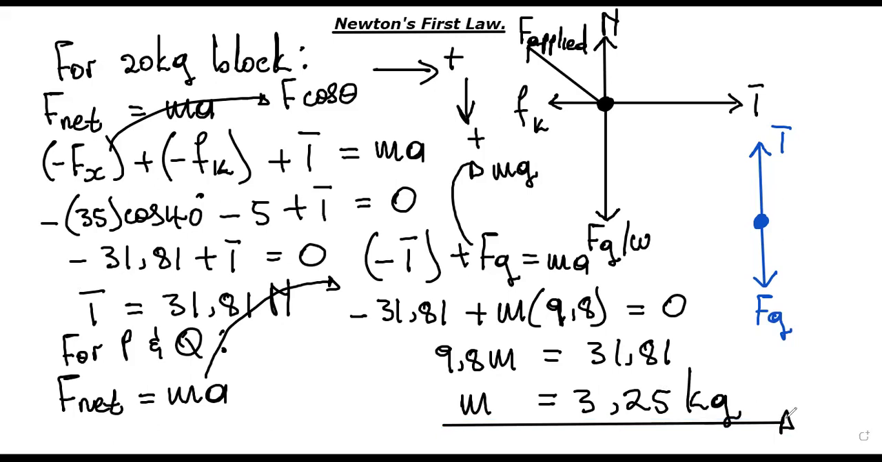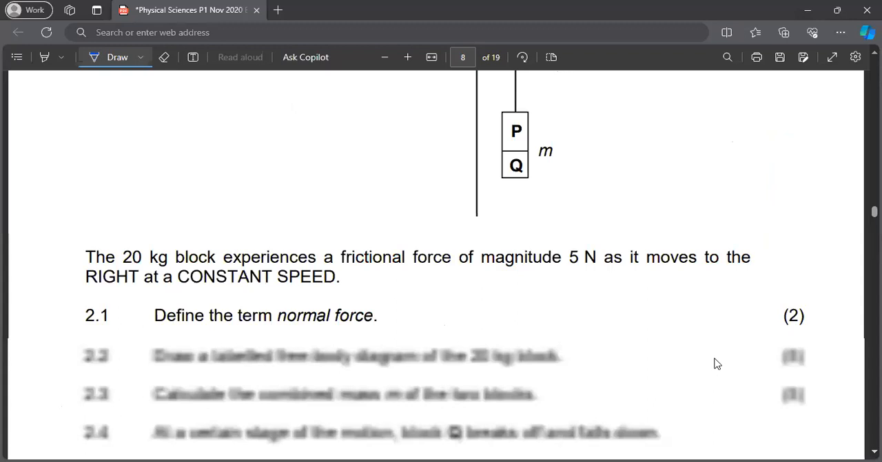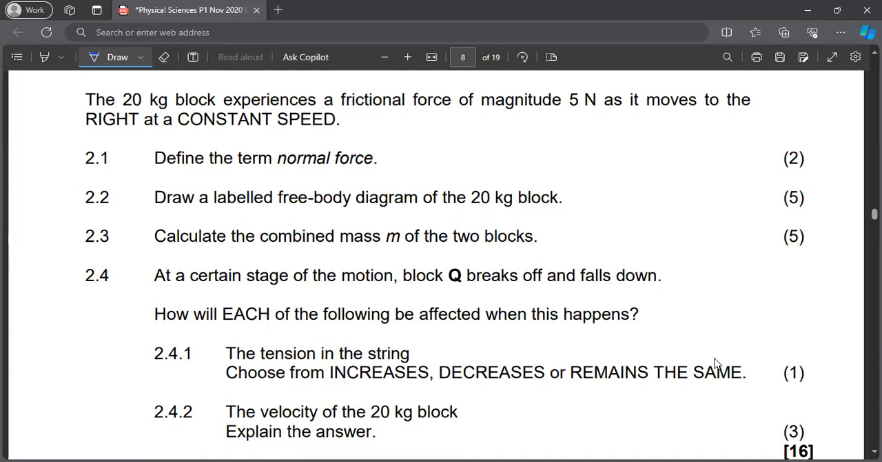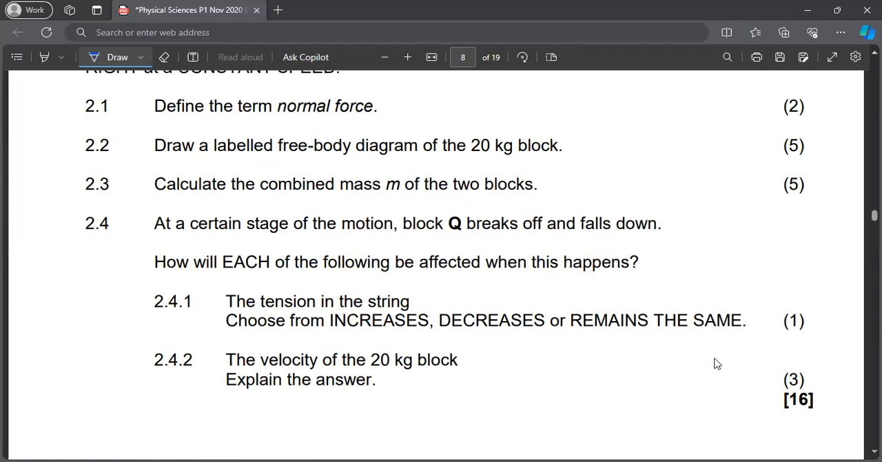Do you see that? So we had to draw the free body diagram for the combination as well, so that we can see it clearly. Right. Let's move on. So moving on, we go to 2.4. They say at a certain stage of motion, block Q breaks off and falls down. So how will each of the following be affected when the block Q falls down? So how will the tension in the spring be affected?